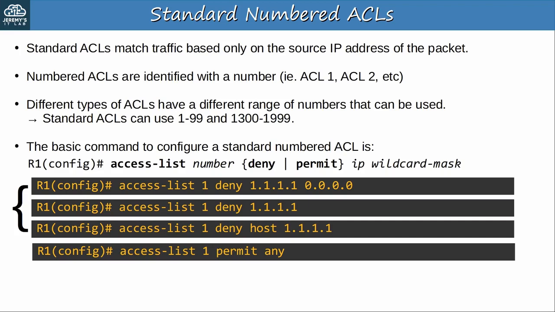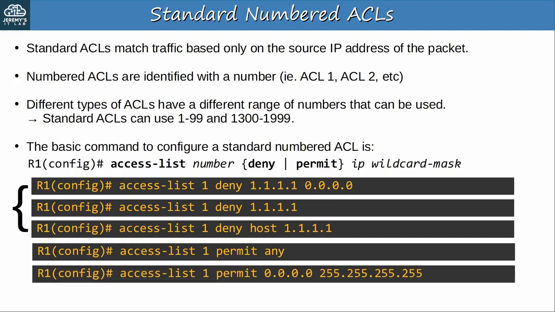Now, here's a quiz. The any keyword is convenient, but how can we specify an IP address and wildcard mask that has the same effect? Pause the video and think about it. What IP address and wildcard mask matches all addresses? Okay, the answer is 0.0.0.0 255.255.255.255, which is 0.0.0.0/0 and matches all addresses. So these two options are exactly the same.